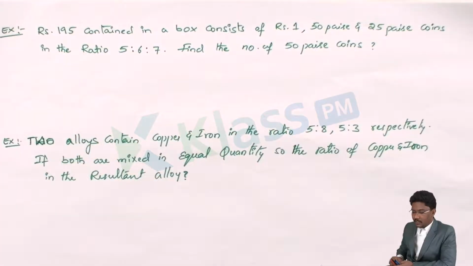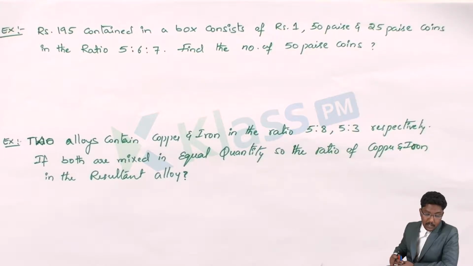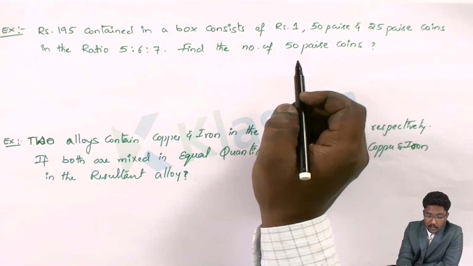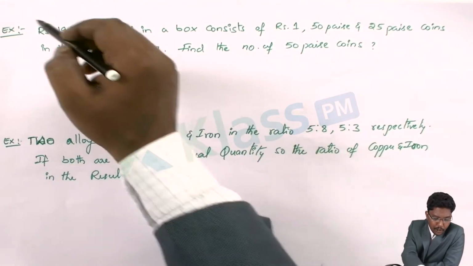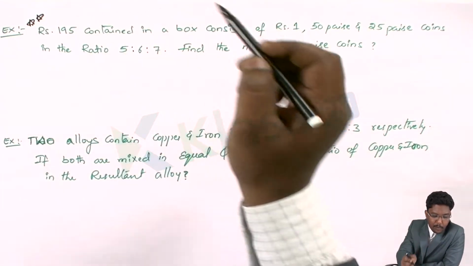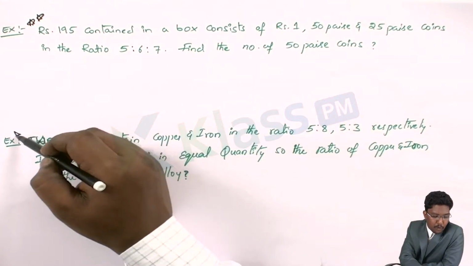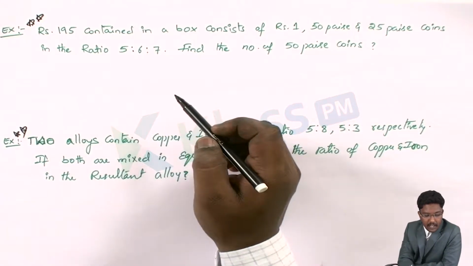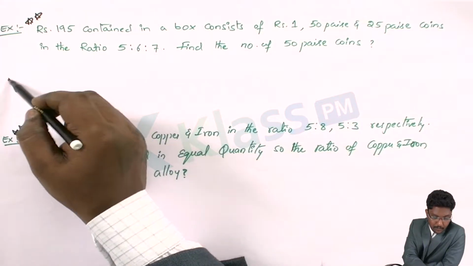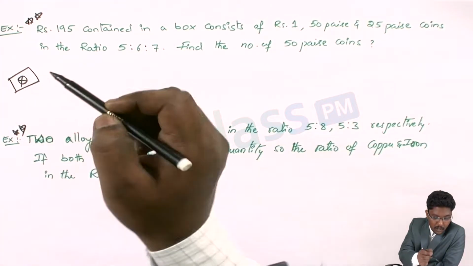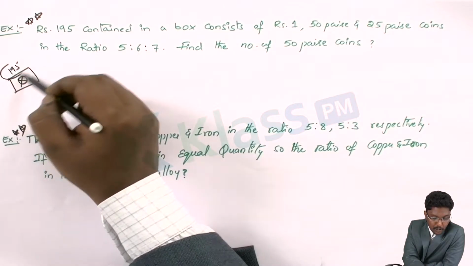Okay. Consider this. These are some of the previous questions asked in different examinations: bank, CGL, SI, Panchayat Raj. So it is a very important question in every question paper. You will find this. These two problems. Rupees 195 contained in a box. There is one box. In this box, I have 195 rupees total amount.